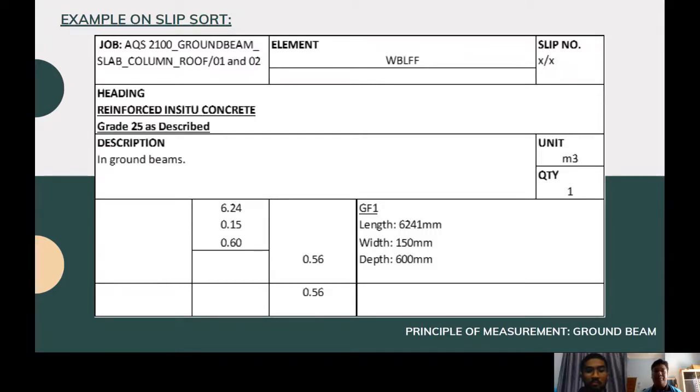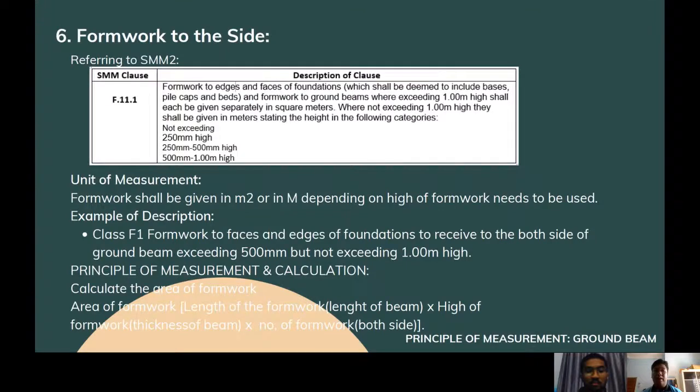concrete in ground beam. So for the formwork, the SMM clause is F.11.1, which needs to be categorized by its height: not exceeding 250 mm high, 250 to 500 mm high, and 500 mm to 1 meter high. It needs to be measured in square meters or meters.